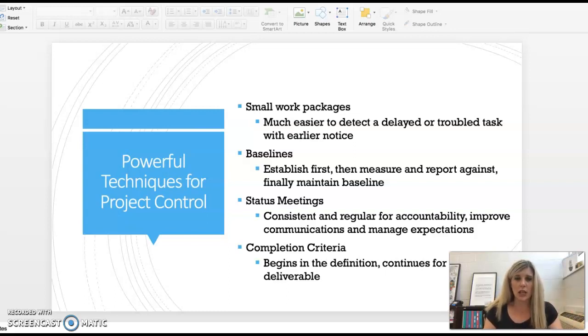Another way to handle project control is really to have status meetings. This is something I like to do in person with my classes when we are in groups, that I go around and I'm making sure that we're on track. How are you working together? What problems have you encountered? How have you resolved those problems? A good project manager will do that with his or her team. Completion criteria.